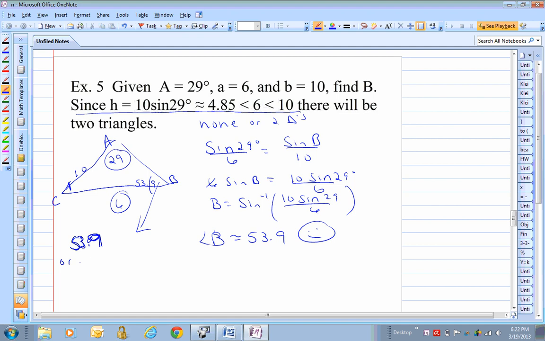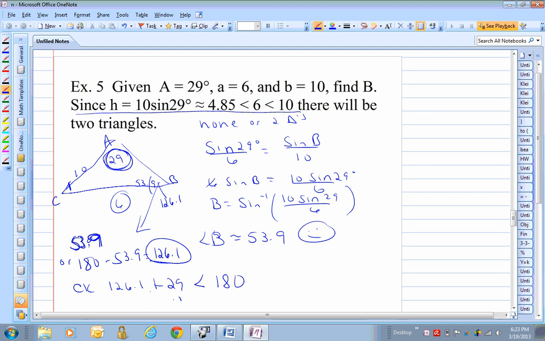Or take 180 and subtract 53.9. When you do, you're going to get 126.1. So this angle could also be 126.1. You want to double check to make sure that this is a good angle. To do that, you need to make sure that 126.1 plus the angle you already know you have, which was 29, is less than 180 degrees. And in this case, it would be less than 180 degrees.